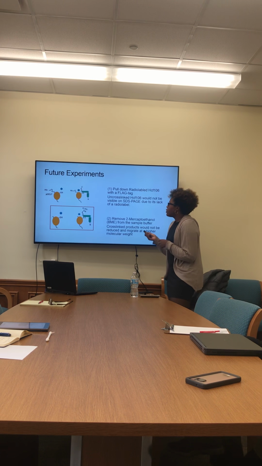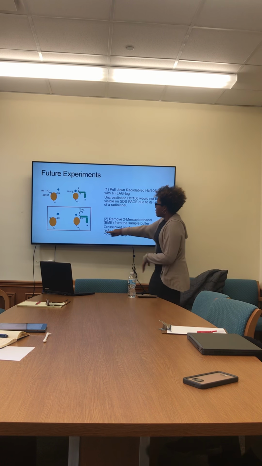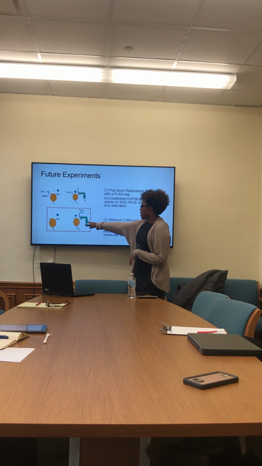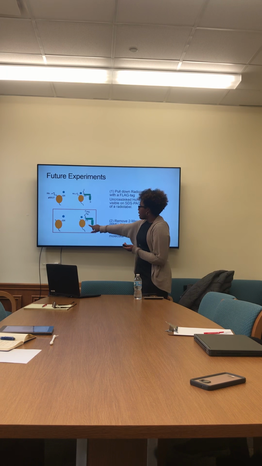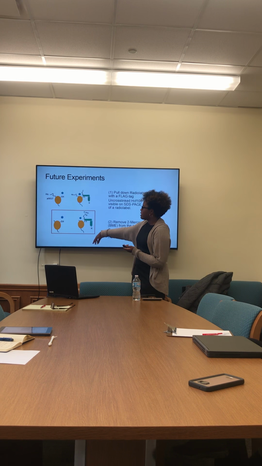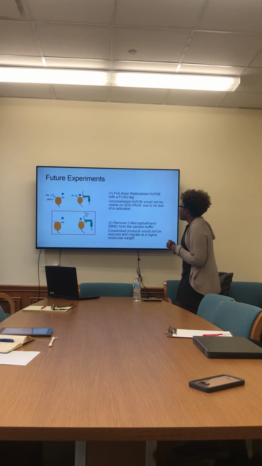So in the future, some revisions I would make, like I said, I would put a flag tag on HCF106, and then whatever I pulled off of the column is going to have HCF106, but I'll only see the precursor because that'll be radio labeled.